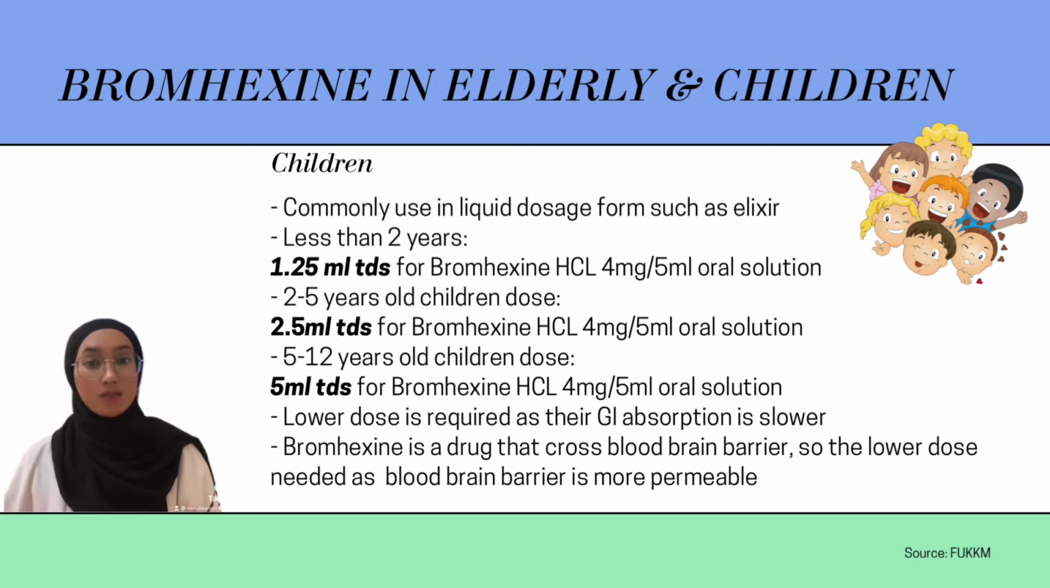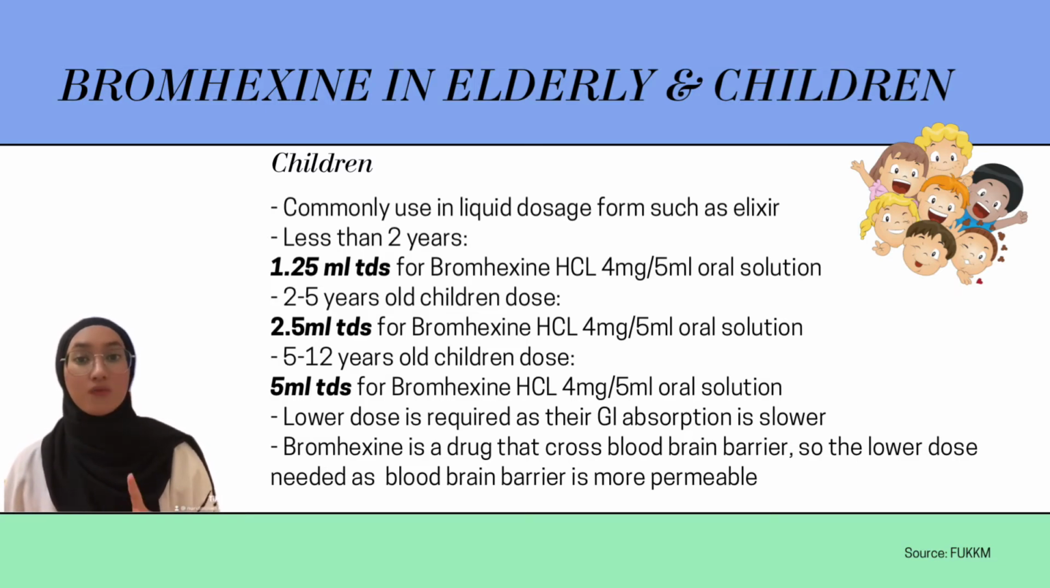Now, let's move to the usage of bromhexine in children. As we all know, patient medication adherence for tablet in children is low. So as the alternative, bromhexine is commonly used in liquid dosage forms such as oral solutions. Next, I'm going to focus on the dosage for children, which can be categorized as less than 2 years, 2 to 5 years old, and 5 to 12 years old.